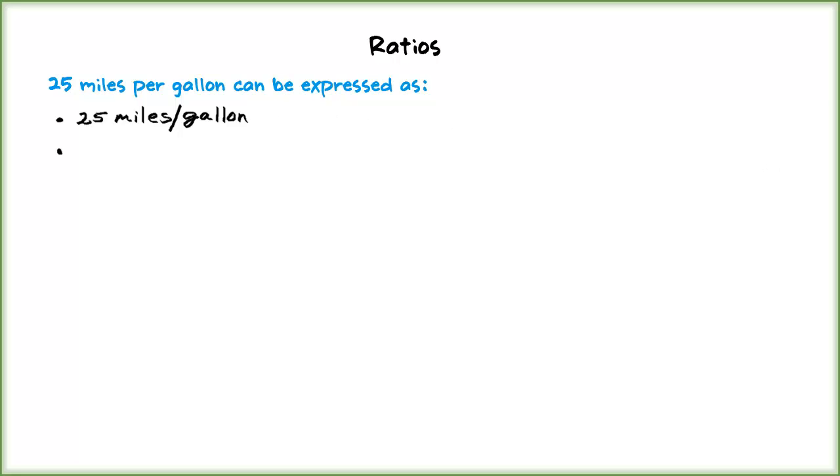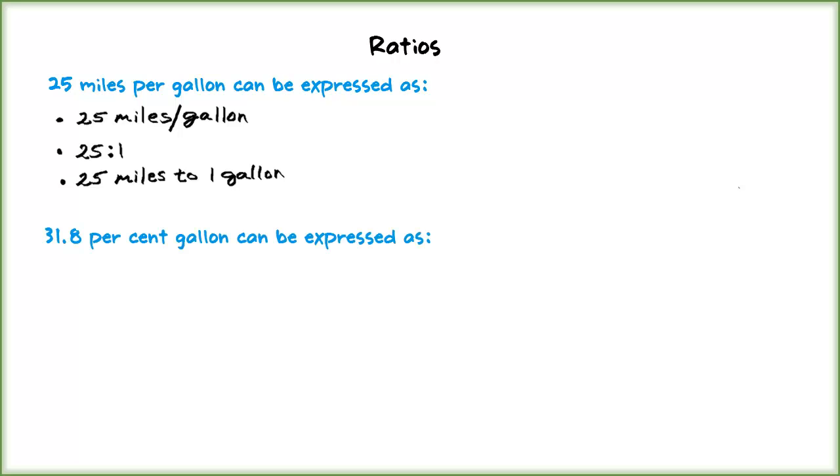This can also be expressed in other ways. 25 is to 1 and 25 miles to 1 gallon. Percentages also indicate relationships between two values and can be expressed as ratios. For instance, the percentage value 31.8% can be expressed as 31.8 over 100, 31.8 is to 100, or 31.8 to 100.